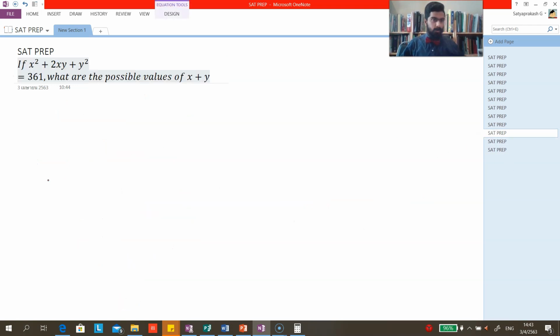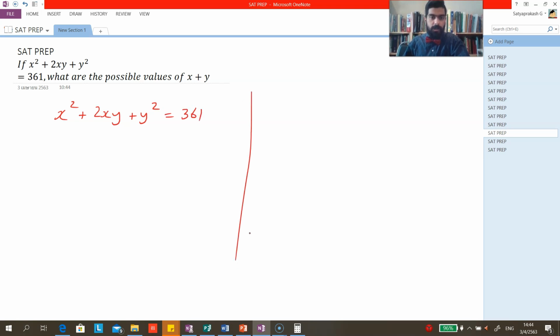Alright, let us go to the next question here. So what do we see here? We see that x squared plus 2xy plus y squared is equal to 361, and they're telling us to find the possible values of x plus y. What might be the possible values of x plus y? Now what can we write this?